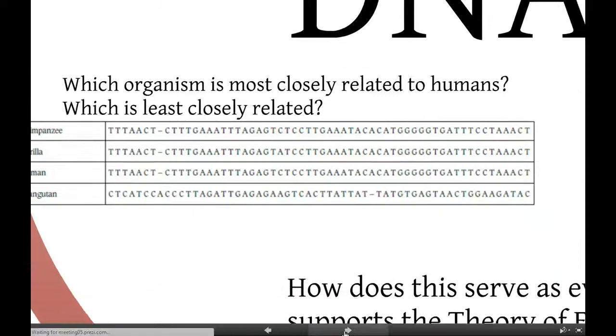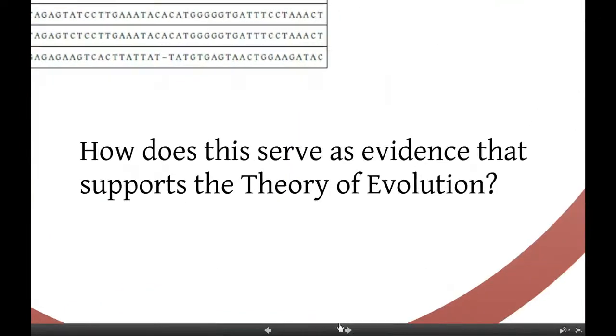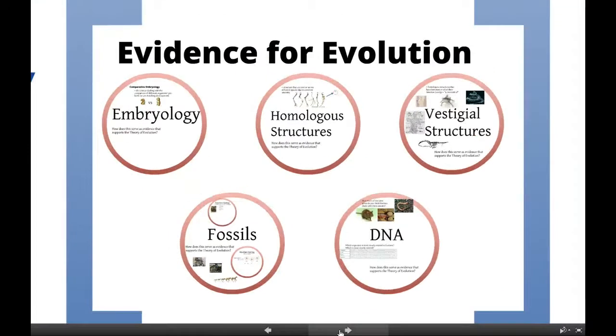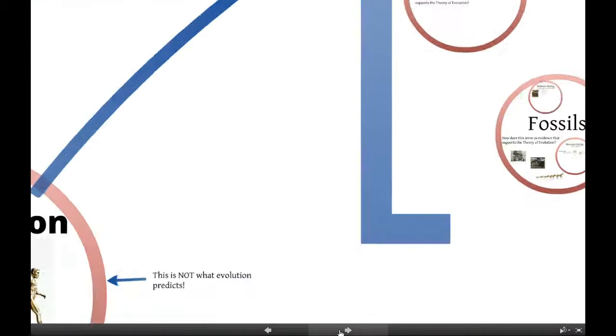And sharing the same DNA is what serves as another piece of evidence that Darwin did not have, but it supports the theory of evolution because that genetic material gets passed down from generation to generation. So if we share DNA, that implies that we have a common ancestor from which we got our genetic material. And that's the evidence for evolution.